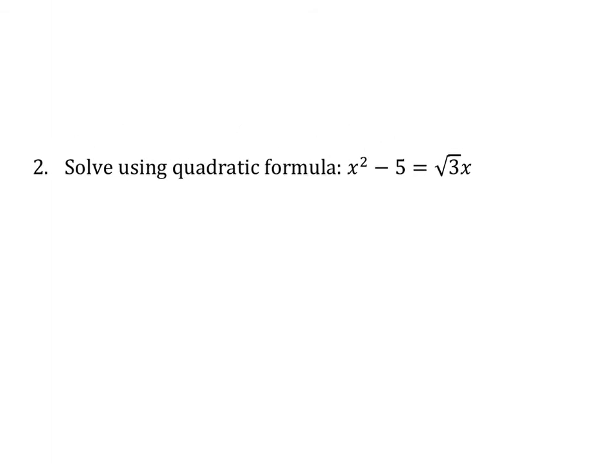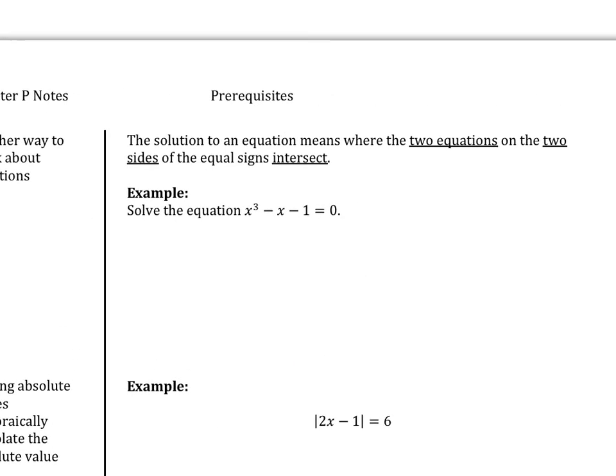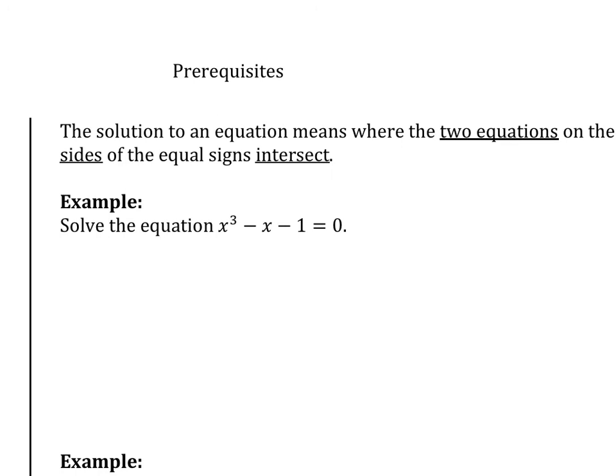Okay, the answer is x equals square root 3 plus or minus square root of 23 over 2. Now, you can find a solution if you have a linear equation or a quadratic equation, but what if the equation is not any of those? How would you be able to find a solution? So what we would do is use a graphing calculator or decimals.